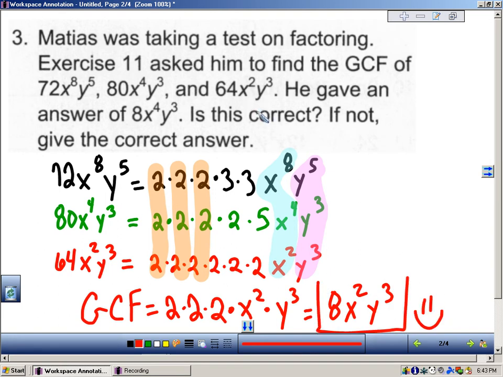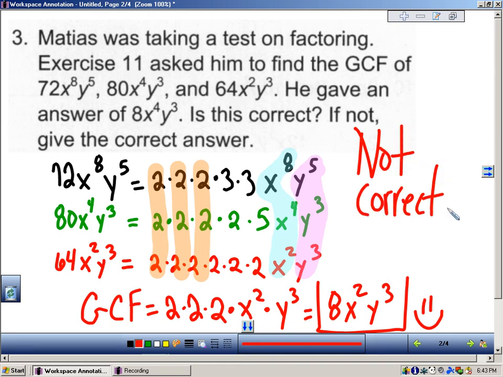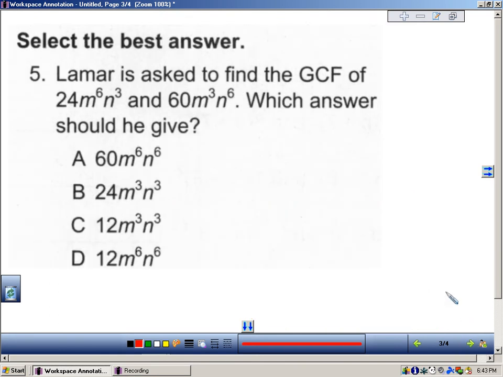So is this correct? We would say no, or not correct. And the error was x to the fourth, should be x squared. Super. Next question. Select the best answer. Same idea. What is the GCF of these two monomials? Try them out.